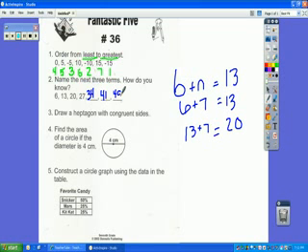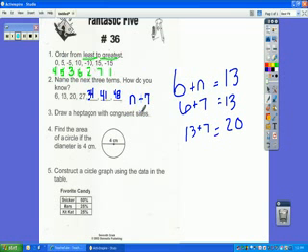How do I know this? I know this because my expression is n plus 7. Whatever number that I have, I'm going to add 7.